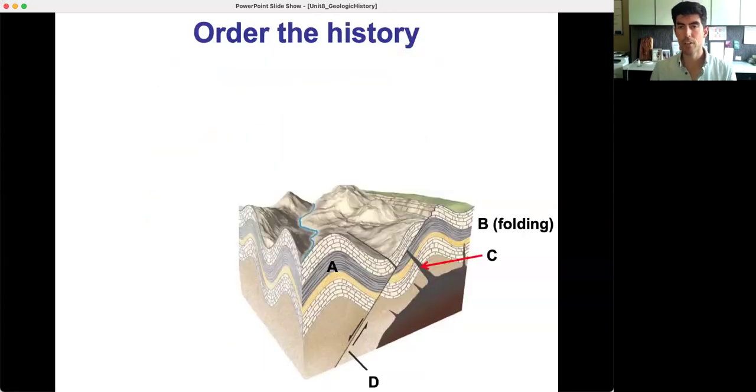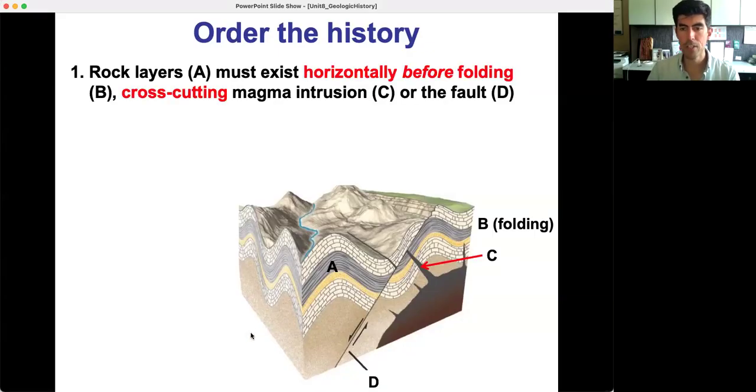So let's order the history together. First, we can focus on rock layers A. These layers must have been horizontal in the beginning based upon the principle of original horizontality. We also see that the rock layers have been folded, and so we can assume that that folding came later. It had to have come later because the rock layers must have existed first.